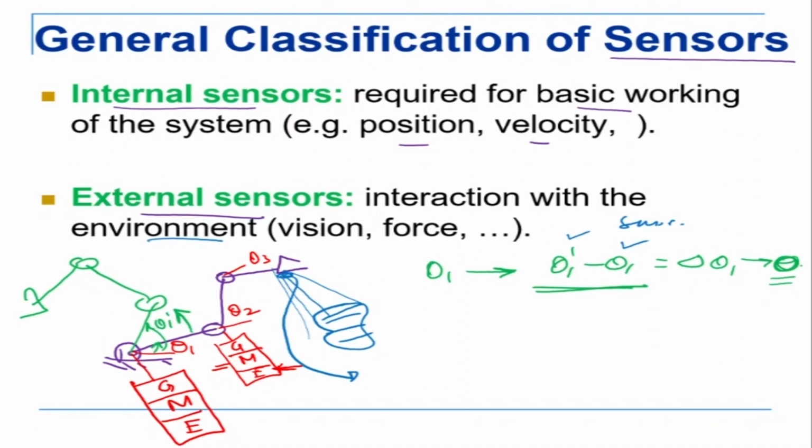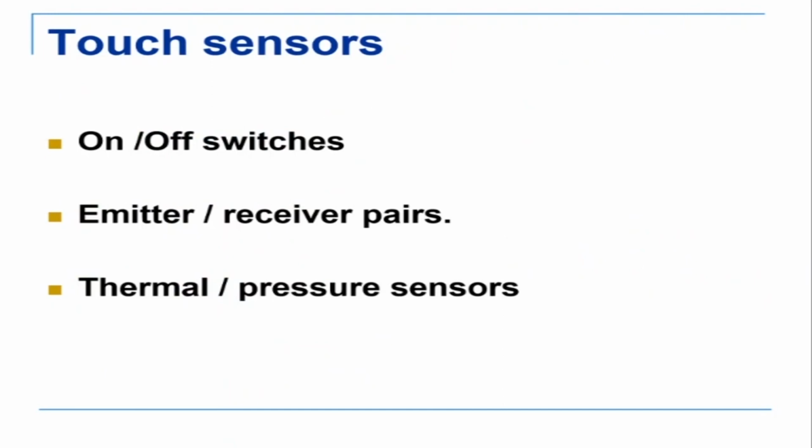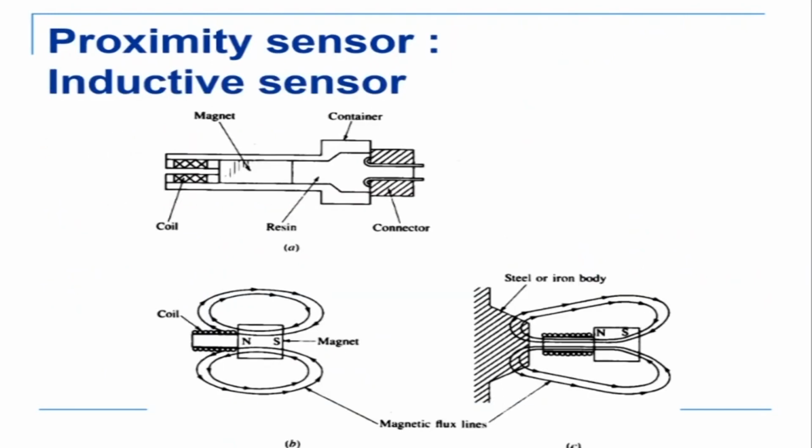In the last class, we started talking about internal sensors, where I covered the potentiometer, then the incremental encoder, and then we saw the absolute encoder, and also proximity sensors like the inductive sensor. Today we'll just briefly revise. We are talking about proximity sensors, and proximity sensors are of different kinds. We can have inductive sensors.